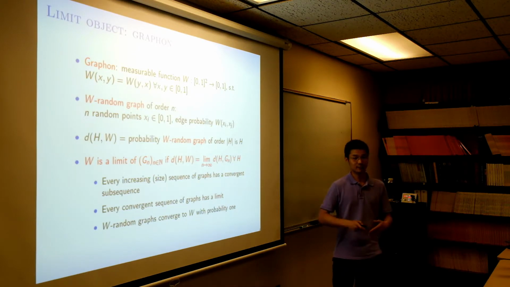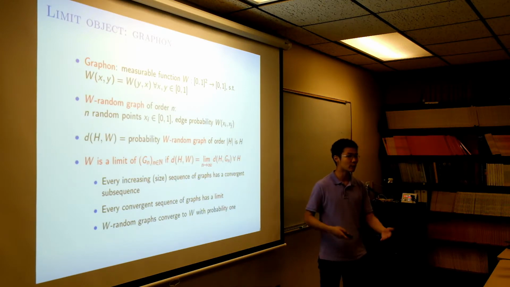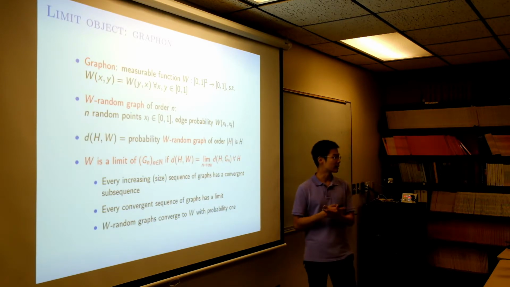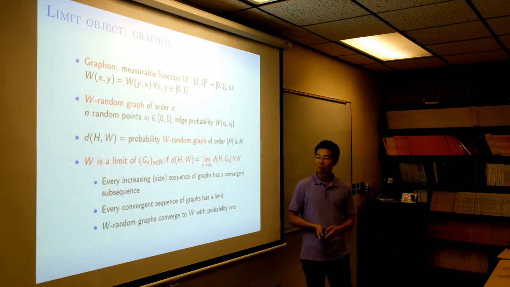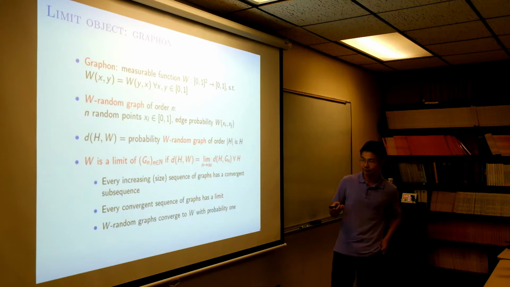So for example, in your research, you build a sequence of graphs that have some good property you want, and then you just say, okay, it has a convergent subsequence. And then this convergent subsequence also has the good property you want to study, and it has a limit object, which you can study to know about the graph you want to study. And every convergent sequence of graphs has a limit.